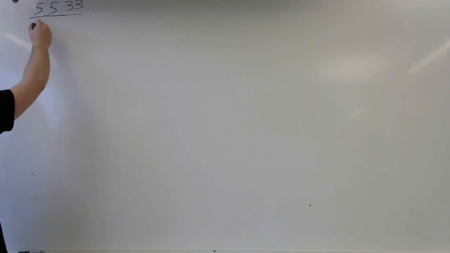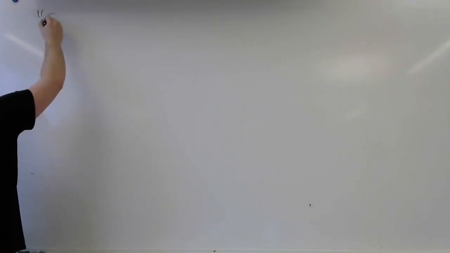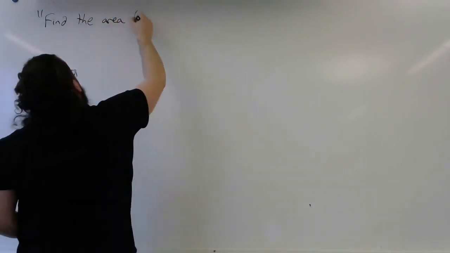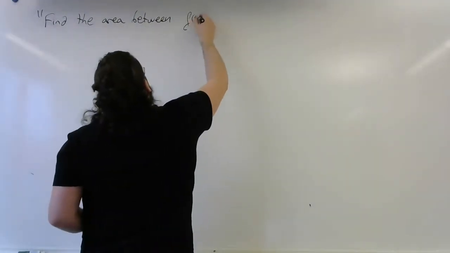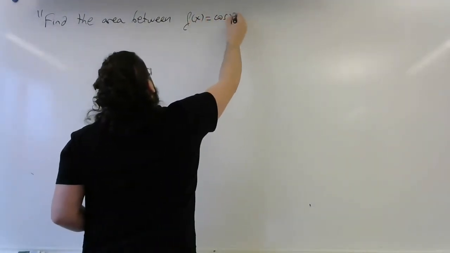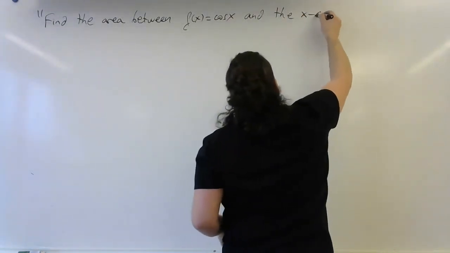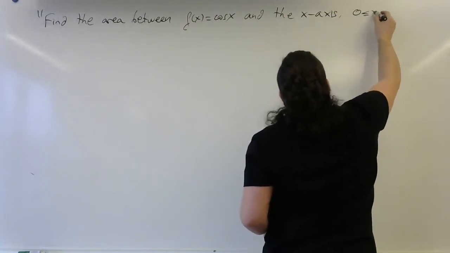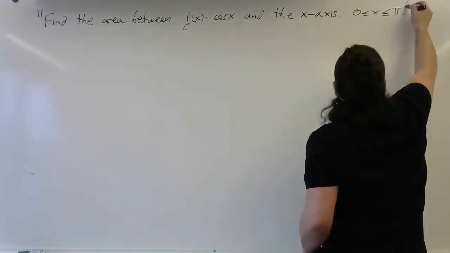So I'm going to give you another exercise. I don't know if it's written in the book. There might be someone similar. But the exercise says: find the area between f of x equals cosine x and the x axis for this.